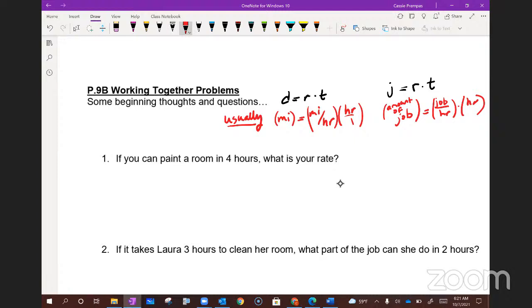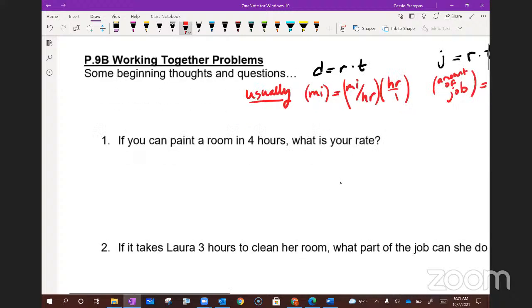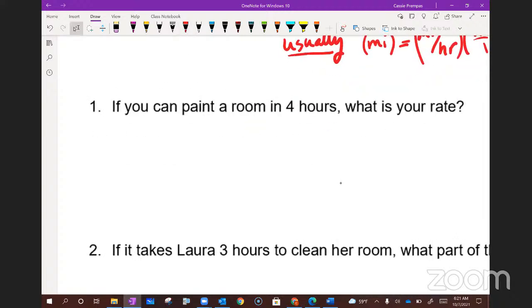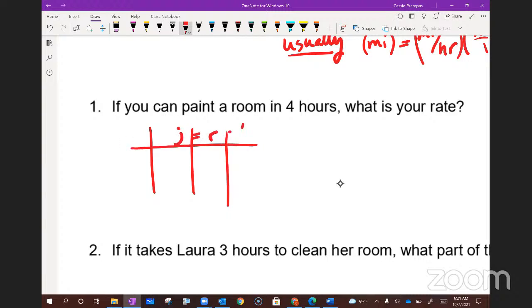So number 1, it says, if you can paint a room in 4 hours, what is your rate? Now, you might already know the answer, but we're going to develop this lesson using charts, just like we did with distance, rate, and time. So instead of looking at distance equals rate times time at the top, we can say the job equals the rate times the time. And it says, what is your rate? So I'm looking at you.